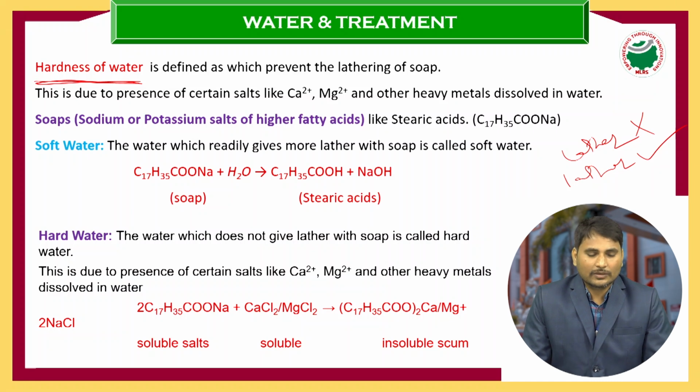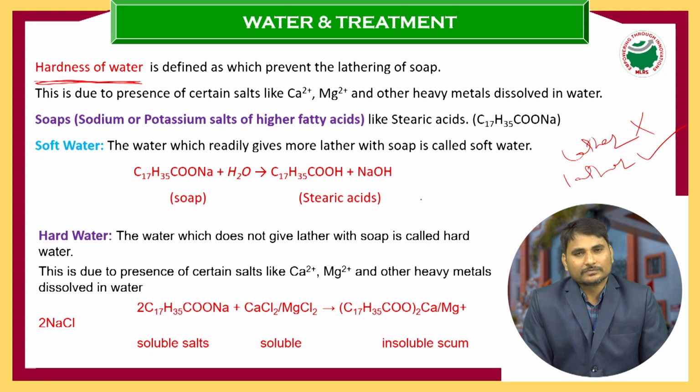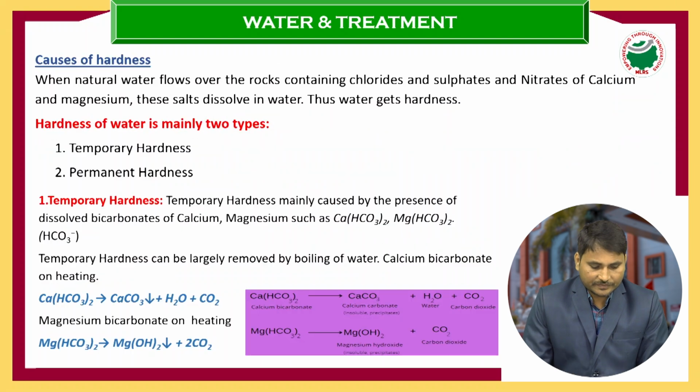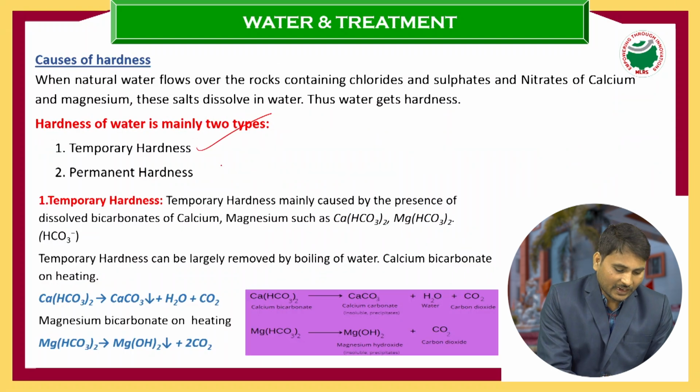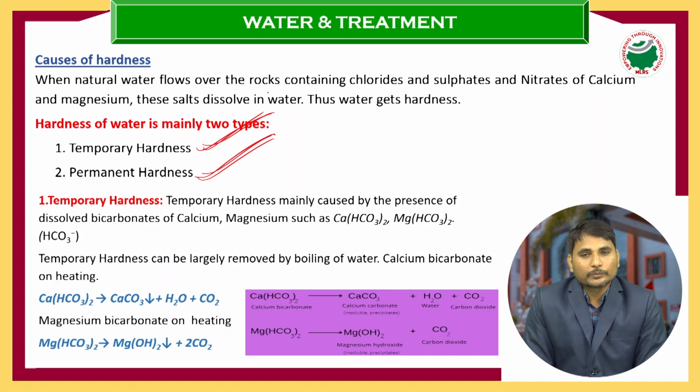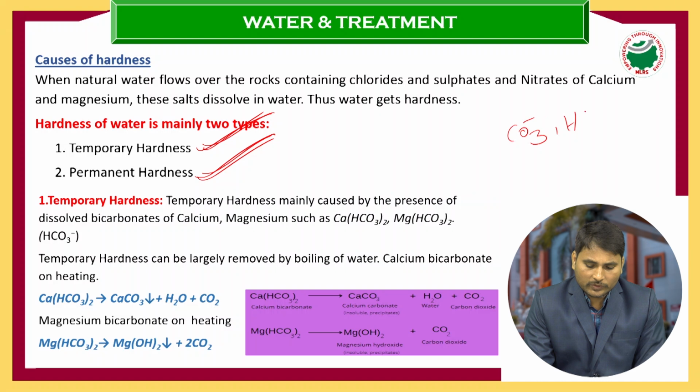Physically we are saying this, but now let us say it in the form of chemical formulas. In the form of chemical formula, what is meant by hardness? This hardness is of two types: one is temporary hardness, another one is permanent hardness. In temporary hardness, mainly we are talking about carbonates and bicarbonates.